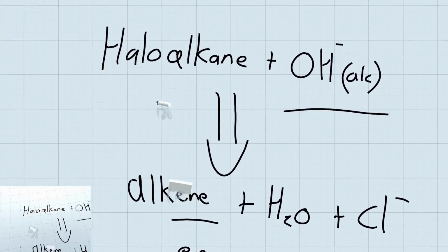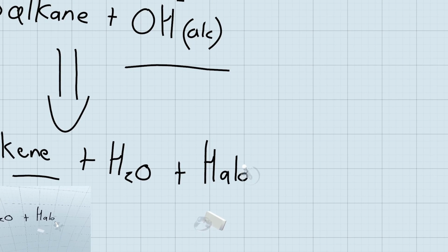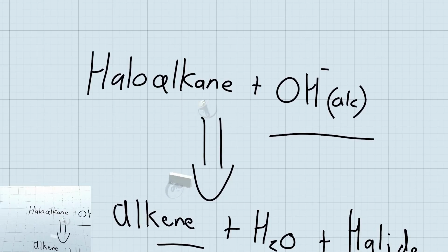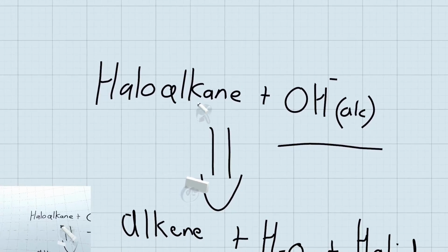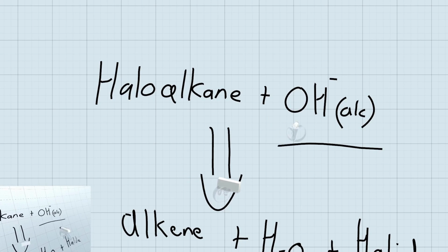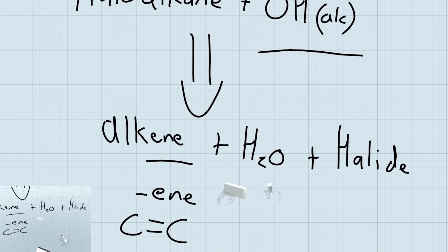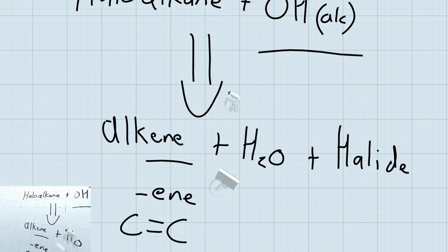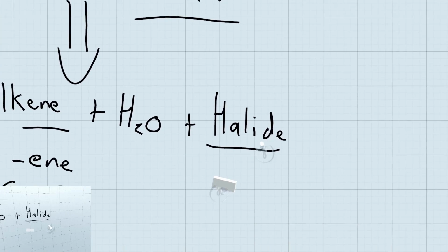Sweet. So we start off with our haloalkane. We're reacting this with a strong base in an alcoholic solution. This creates an alkene plus water. The water here is going to be our hydroxide plus one of our hydrogens that we're ripping off our haloalkane. And we're also going to get our halide ion coming off.